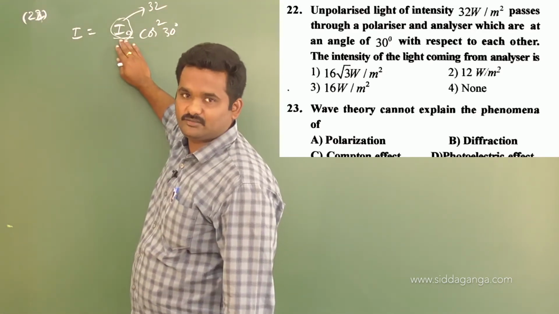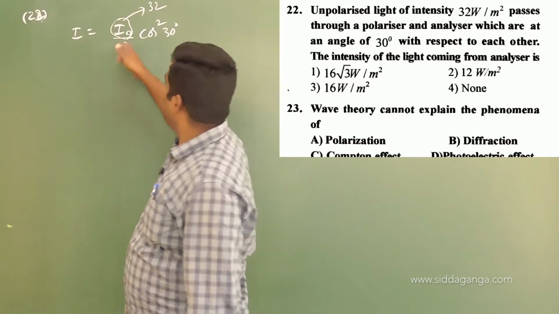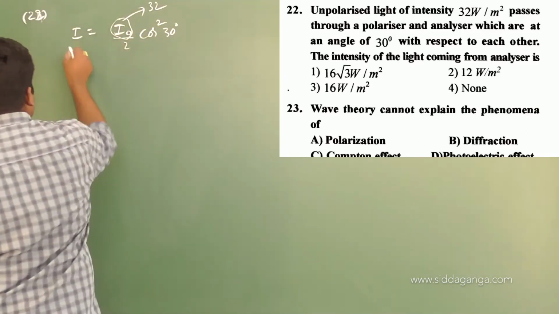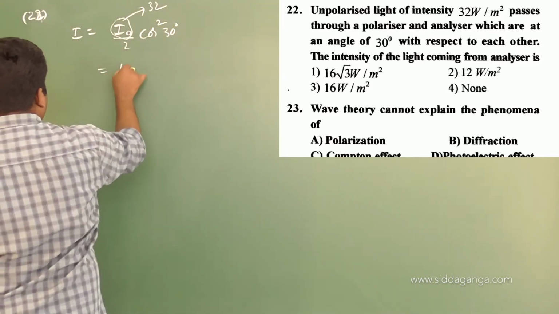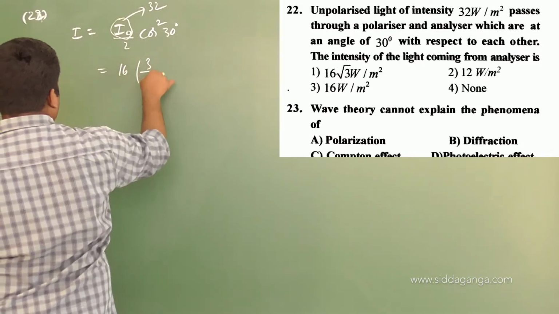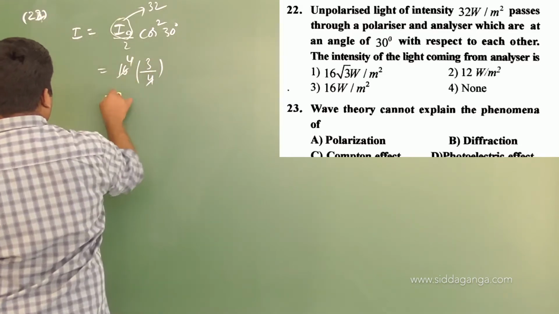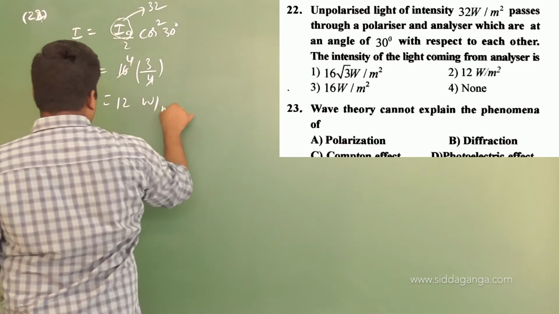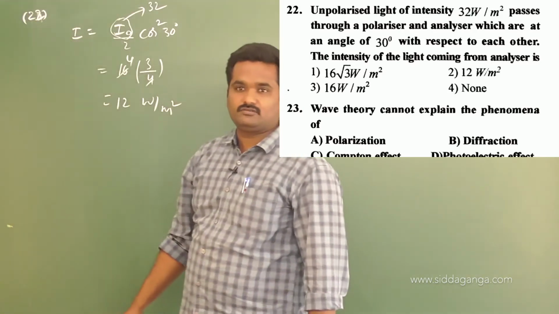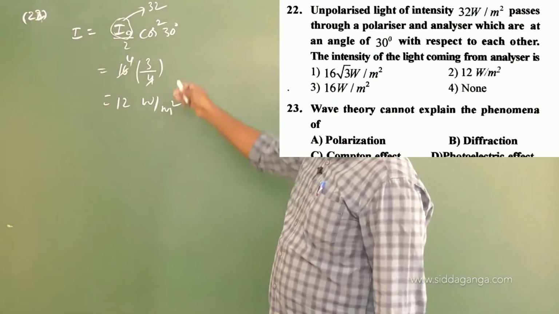Keep this point in mind. You should be very careful in this part. Okay. So substitute for it, you will get the value. How much is it? 16 into 3 by 4, 4 fours are 12 watt per meter square. The intensity will be equal to what? 12 watt per meter square. Very simple.